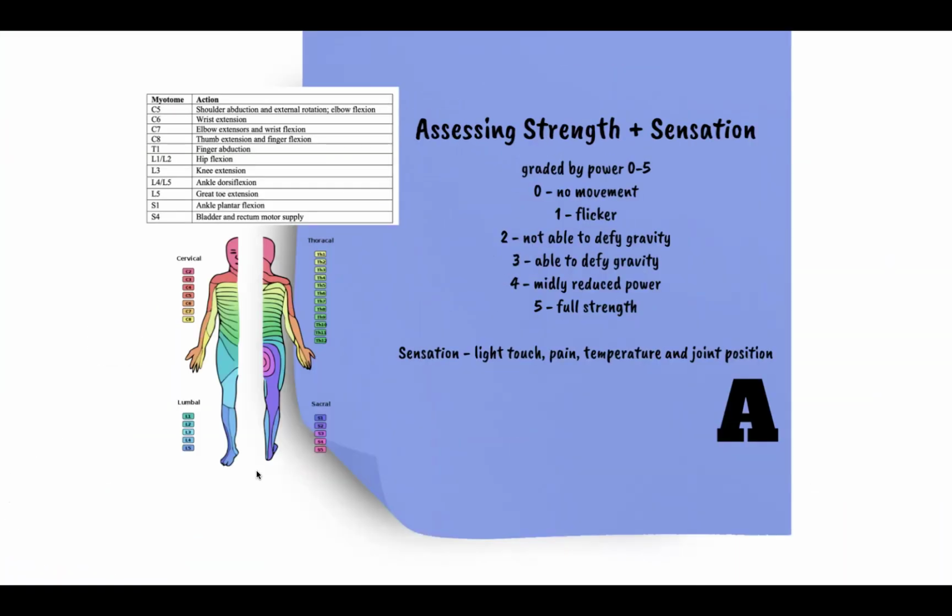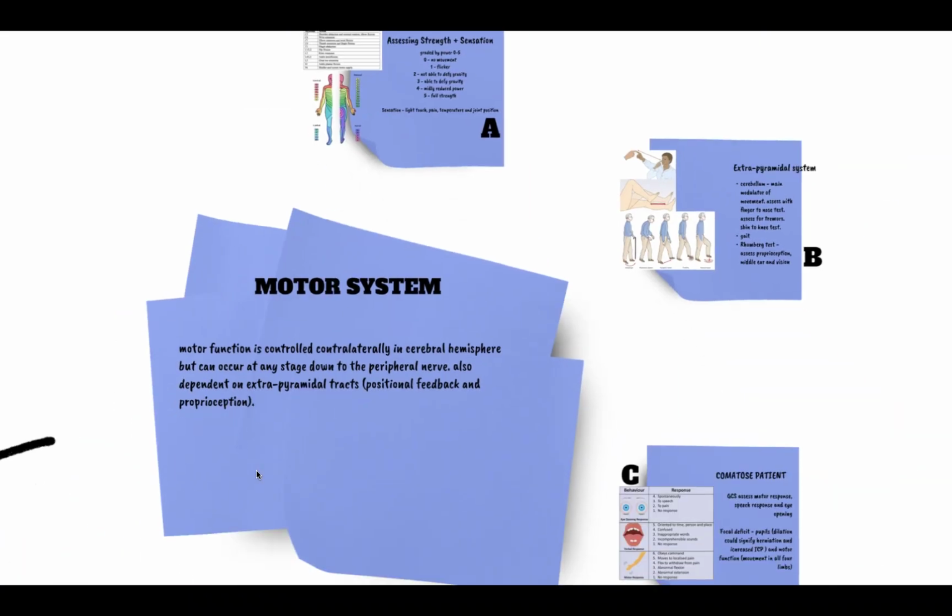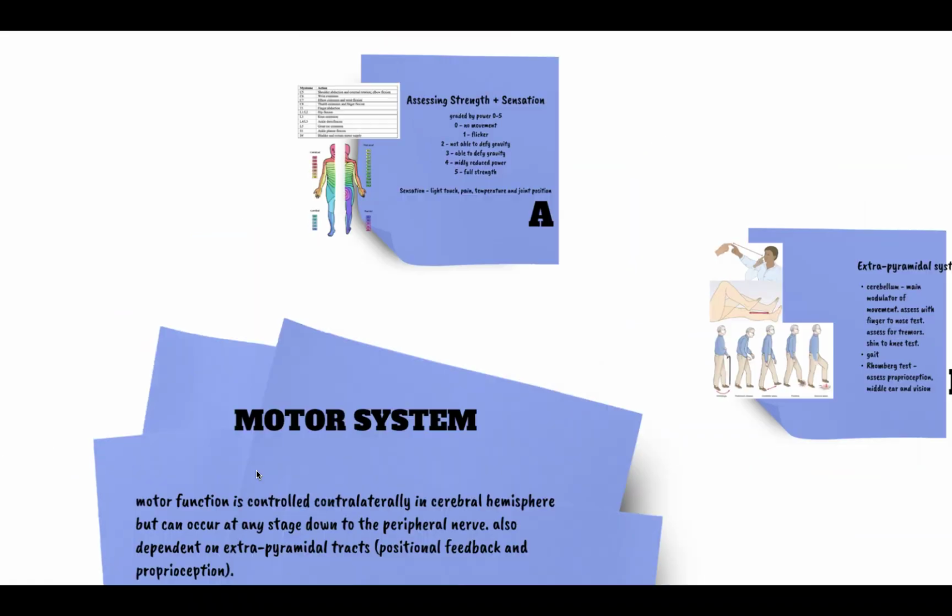Motor system. Before I go into it, the motor system is controlled by different aspects of the brain. We've got our prefrontal cortex and the cerebral hemisphere, and then the corticospinal tract that goes down our spine. So if there's any injury from the cerebral hemisphere all the way down into the spinal cord, into our peripheral lesions, it can all cause issues with our motor system.